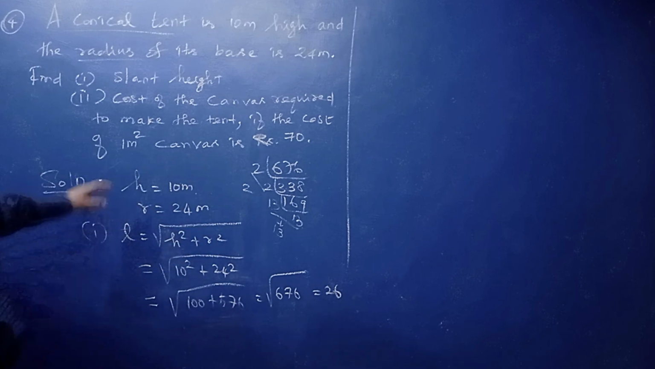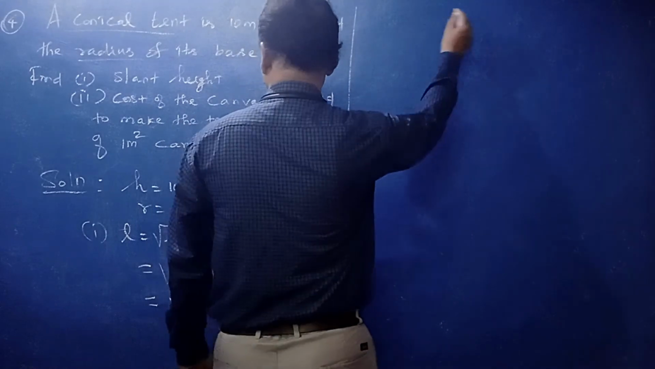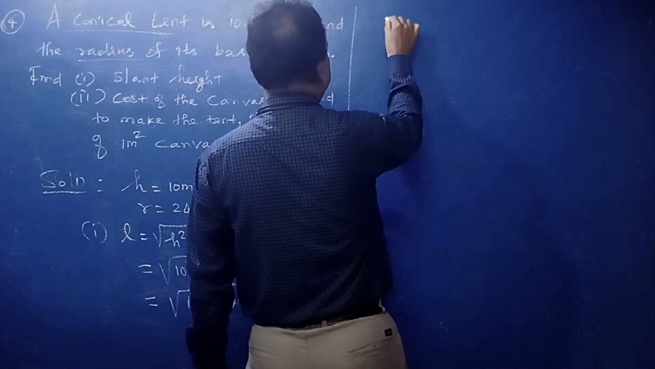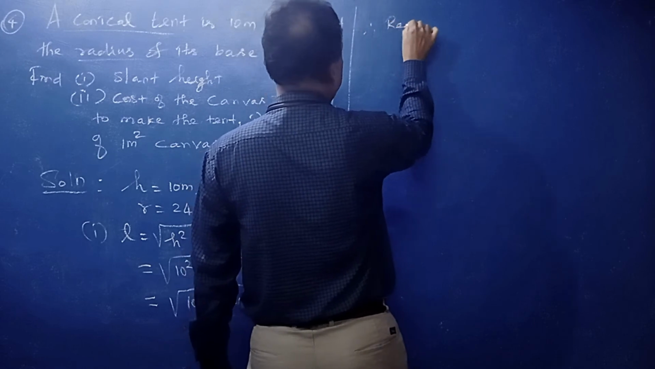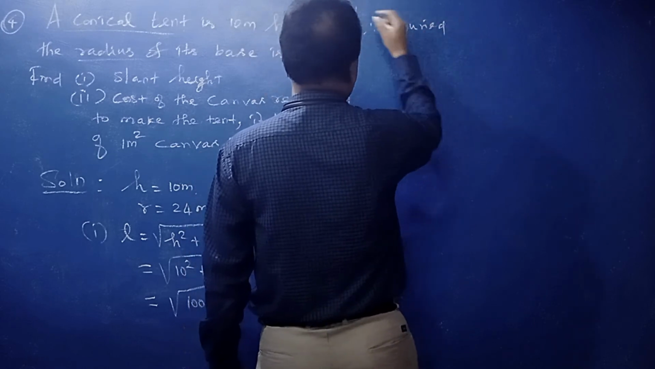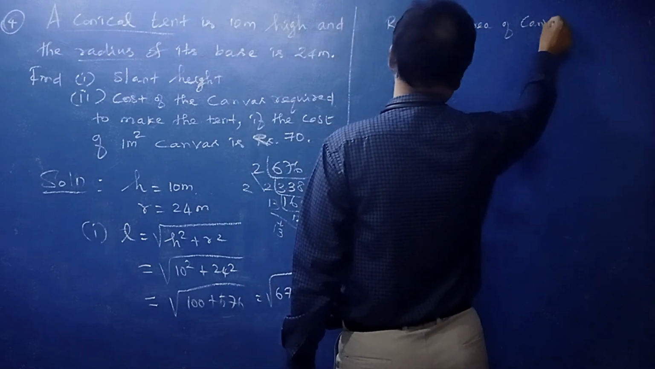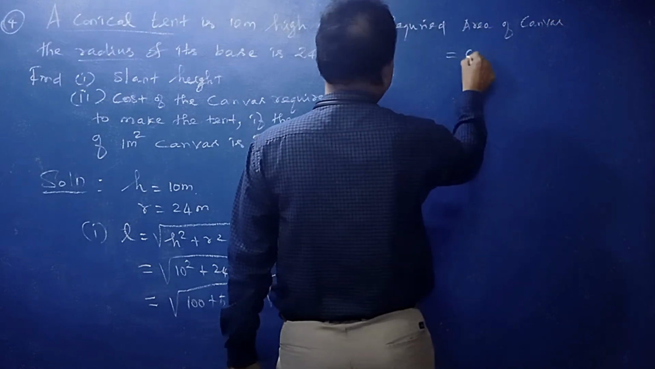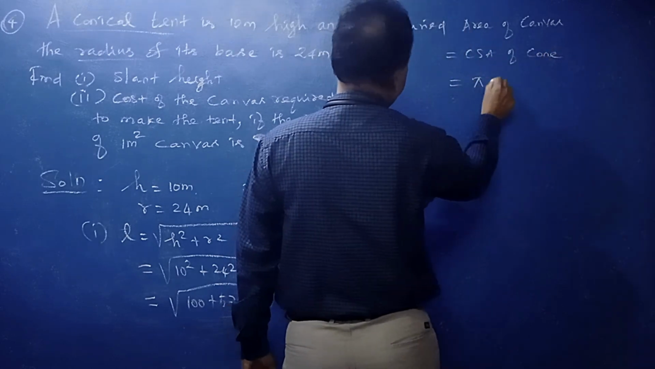Now we have to find the cost of the canvas required to make the tent. That means first we have to find the required area of canvas. So the required area of canvas is equal to the CSA of the cone. CSA of the cone is pi r L.